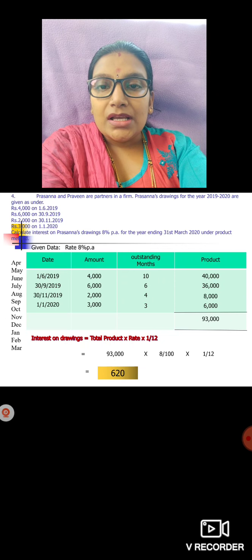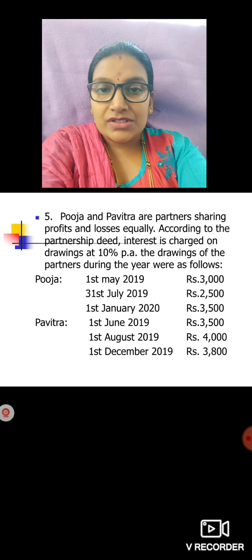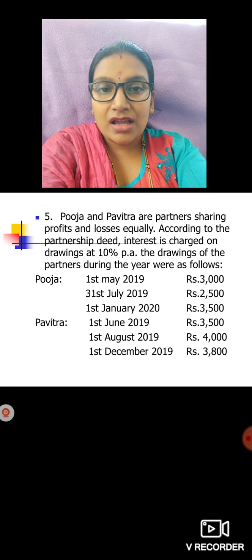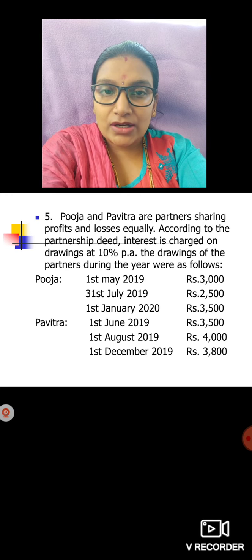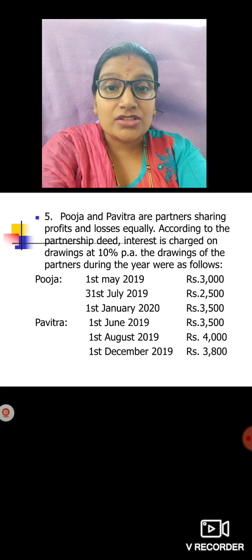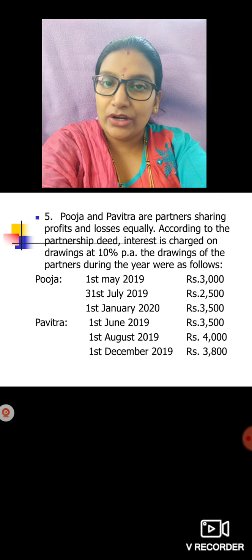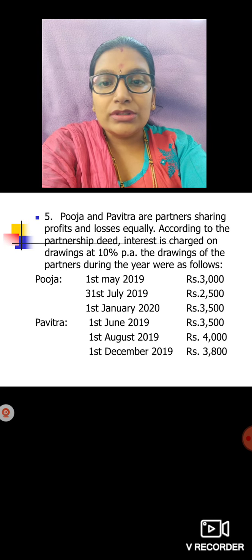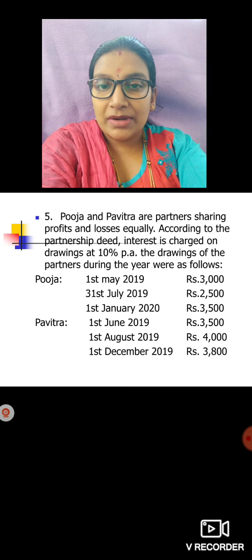Okay. Now, this is homework which I want you to solve. Pooja and Pavitra are partners sharing profits and losses equally. According to partnership deed, interest is charged on drawings at 10% per annum. So rate of interest you have is 10%. Then they have given both the drawings here separately. You should calculate a separate table for Pooja and a separate table for Pavitra.